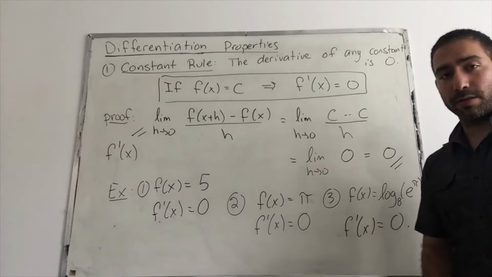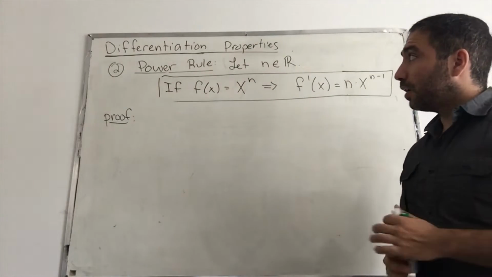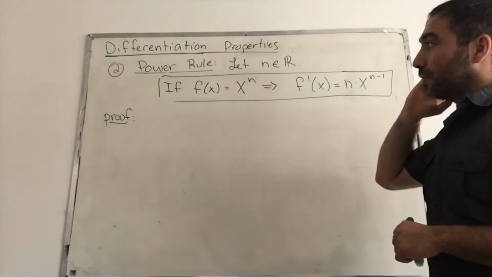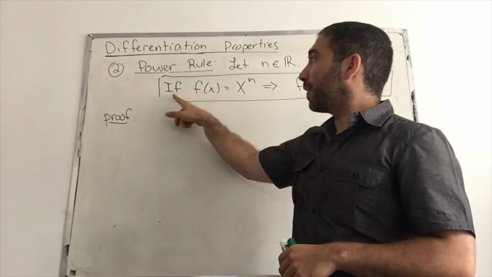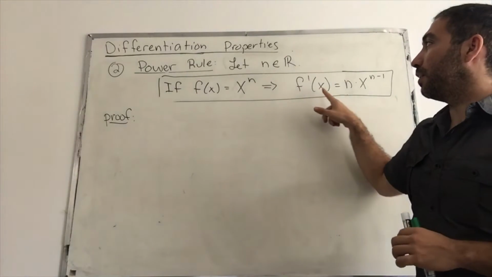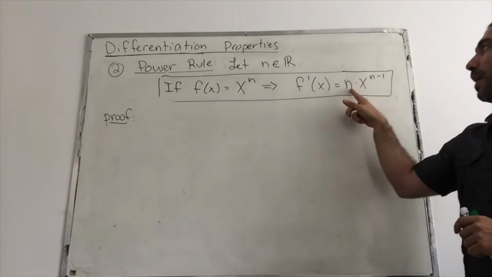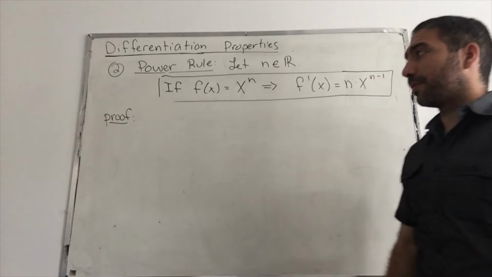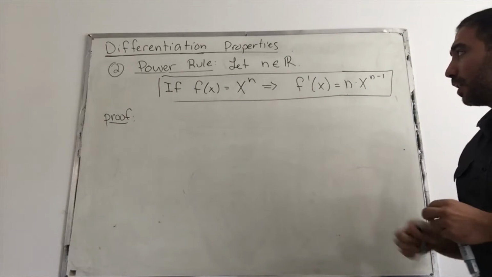Let's look at our next property, the power rule. Let n be an element of the real numbers, so n is just some constant. If f of x is equal to x to the n, then the derivative is equal to n times x to the n minus 1. Very important rule, we use this one very often. Let's take a look at the proof.